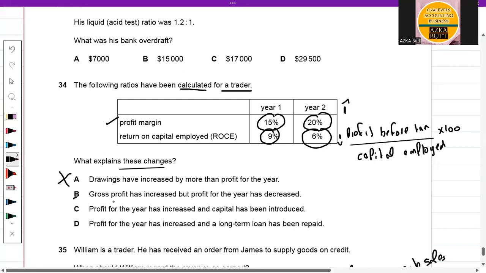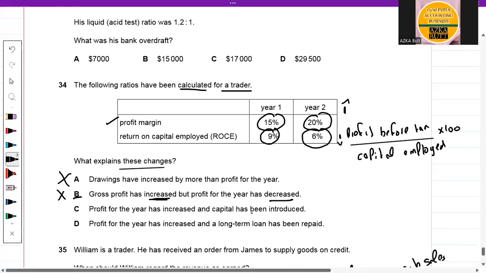And if you see in the B part, gross profit has increased, but profit for the year has decreased. As you can see, we don't have any information related to gross profit, and if the gross profit had increased, of course the profit would also increase. But in this statement, they are saying that profit for the year has decreased, but this is not the case. The profit margin has increased in this case. So B option is not the right option.